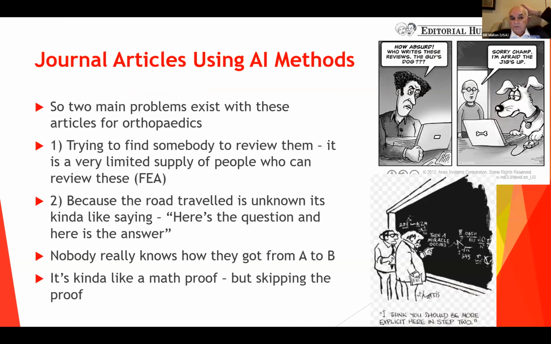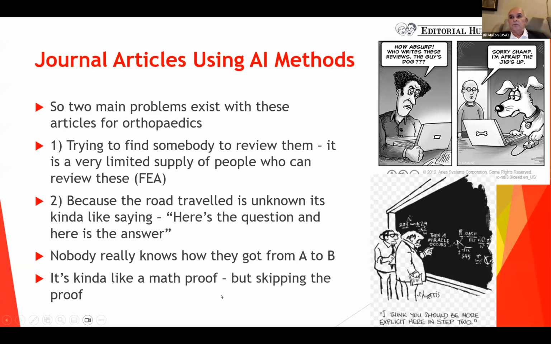So the main problems we have with the articles that we're receiving are, one, I can't find anybody to review them, or it's always hard to get reviewers, but we're looking at using something like this dog up in the upper right corner to review the thing, because so few people know about this. The dog might know as much as a lot of us do. The other thing is, because traveling from A to B is unknown, it's kind of like the authors are saying, here's the question and boom, here's the answer. And nobody knows how they got from A to B.